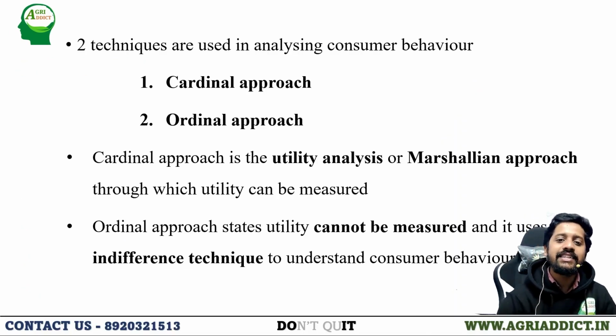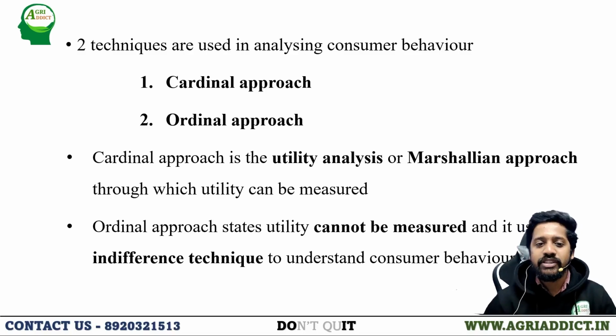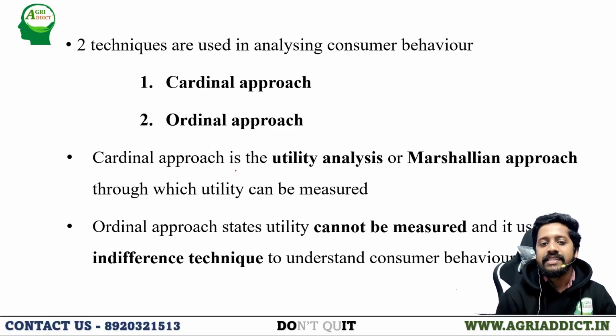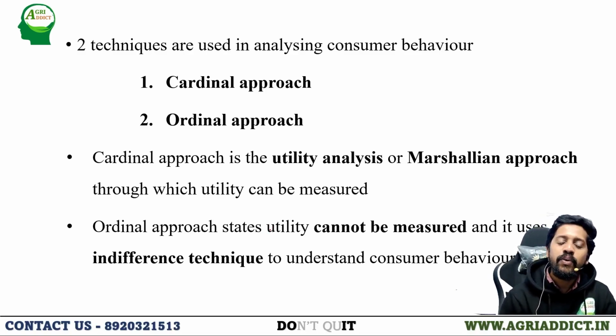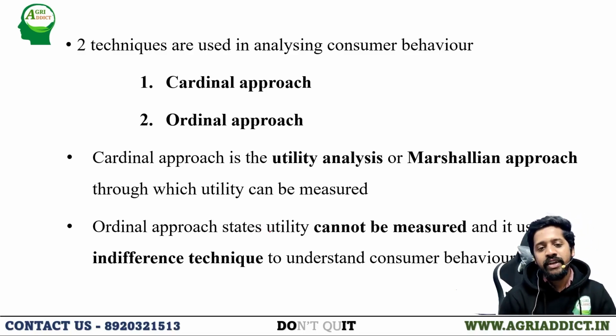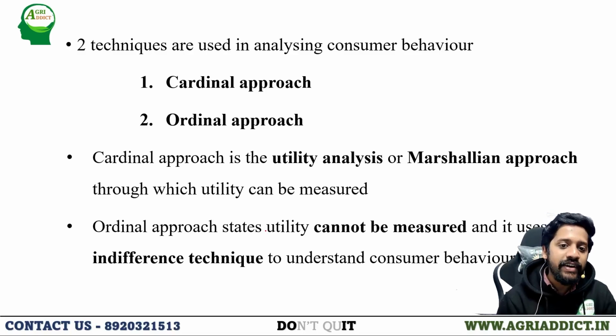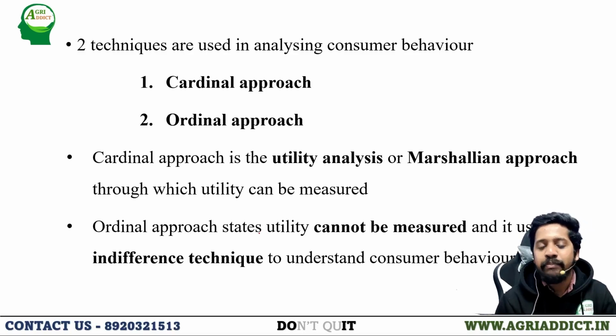So while analyzing the consumer behavior, there are two main approaches. First one is cardinal approach and second one is ordinal approach. The basic difference between these approaches is that in cardinal approach, the utility can be measured. As you recall, utility is one of the basic concepts in microeconomics as well as in analyzing consumer behavior. So utility is nothing but the want satisfying power of a commodity. In cardinal approach, the assumption is that the utility or the satisfaction caused by a commodity can be measured, while in ordinal approach it cannot be measured.